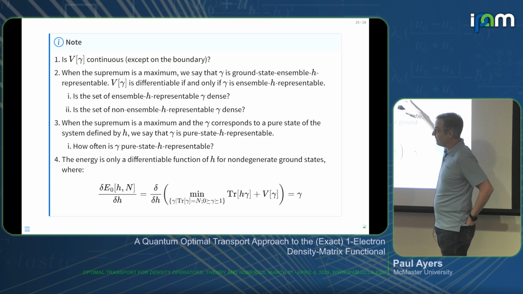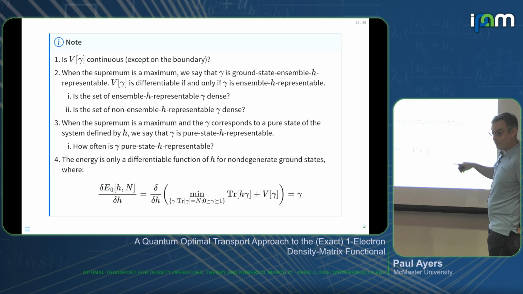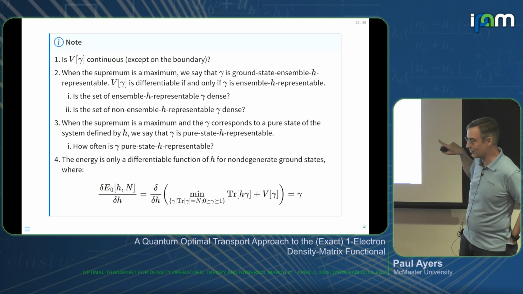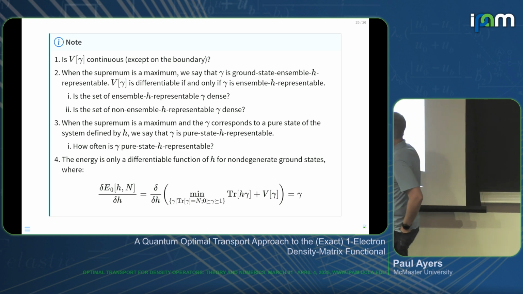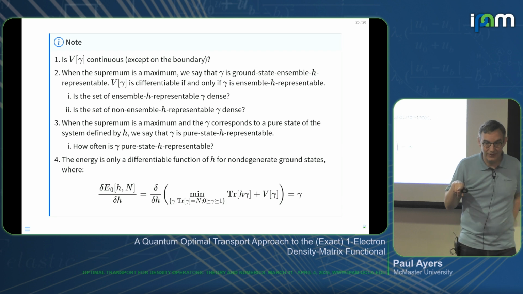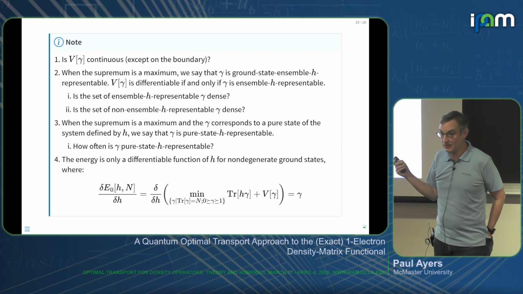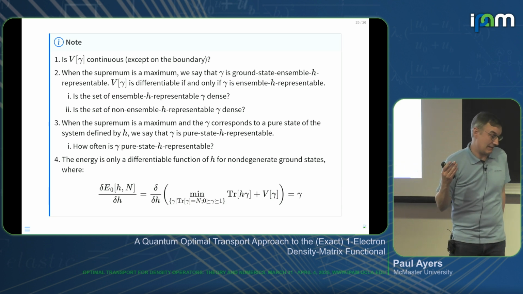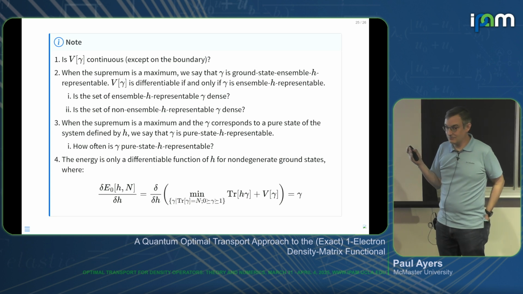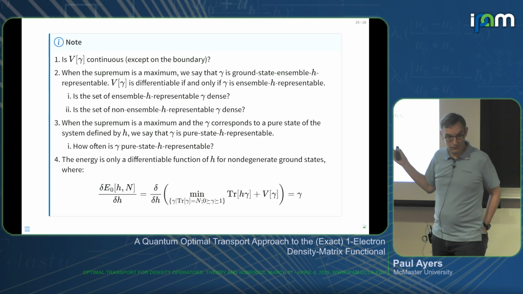The other thing is, okay, maybe the supremum is a maximum and the density matrix is actually a pure state of this system, right? So this would be the pure state H-representability. And then how often is this true? How often do you get a pure state back, right? I don't think there are any theorems in DFT about this, but it seems like it's very often true in DFT. And it seems like it's very often not true in this theory, right?